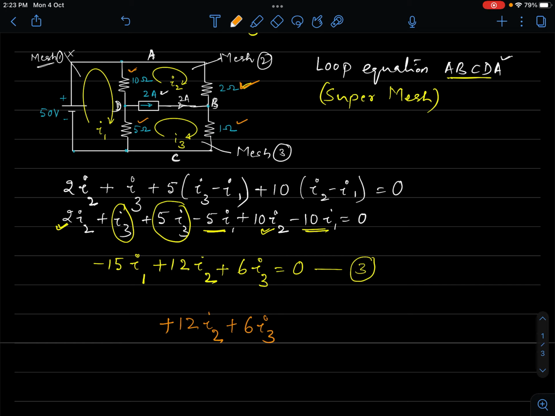Okay? Now, if you look at the other mesh currents, that is I1 is flowing through 5 ohm, I1 is also flowing through 10 ohm. It is the other mesh current which would make it minus 15 I1 equal to 0. So, you can write it by inspection also. But you have to be a little careful while writing the equation by inspection. The chances are there that you may make a mistake. So, first principle will never let you down.